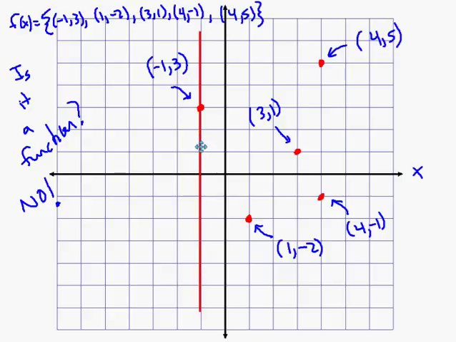Once. How many times right here? Once. How many times right here? Once. And right here? 2. If it crosses any place in my graph more than one time, it's not a function. So I was good until the end. Right here, failed the vertical line test. Okay? And I right away know it's not a function.